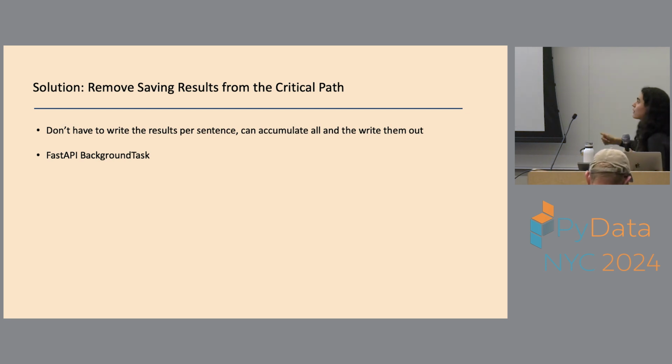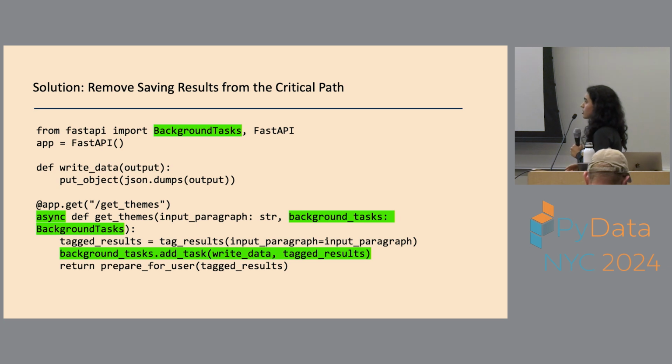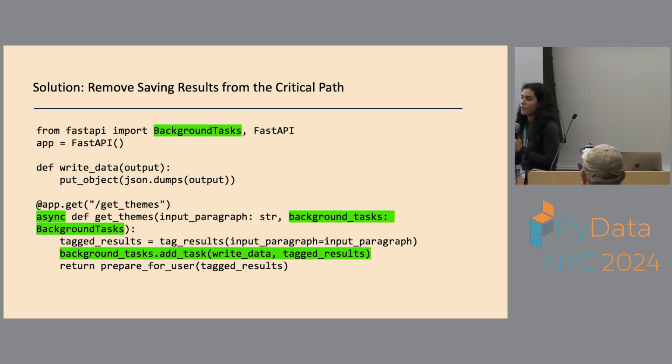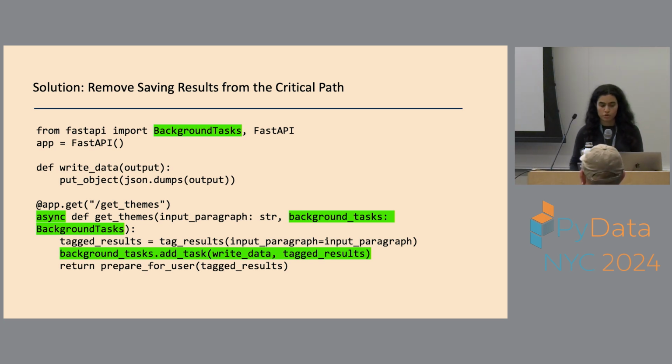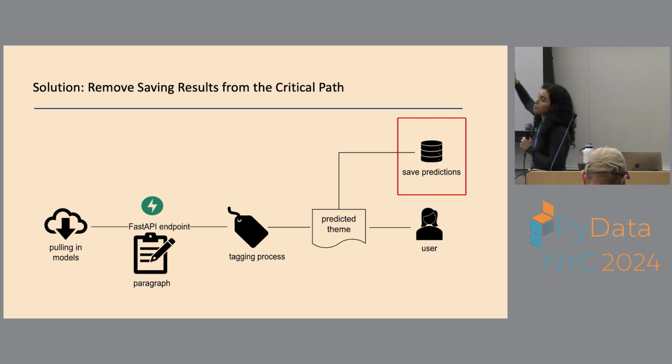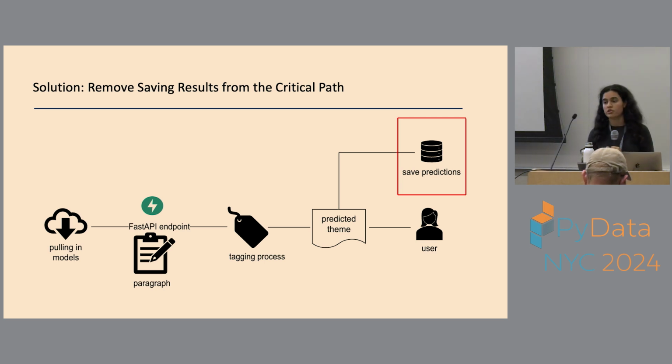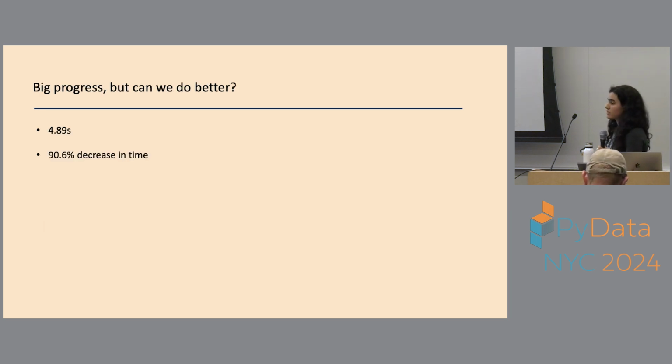And so this is code that will help us do that. We're going to use a background task object and add writing of the data as a background task. In that way, we remove it from the critical path of the user receiving those results. So this is what we were doing: save predictions was there in the critical path, and we've removed it from the critical path. Now the users are getting the responses before the predictions are saved. So now we went from about a minute to 5 seconds, which is pretty good, a 90 or so percent decrease in time. Let's again see if we can do better for our users.